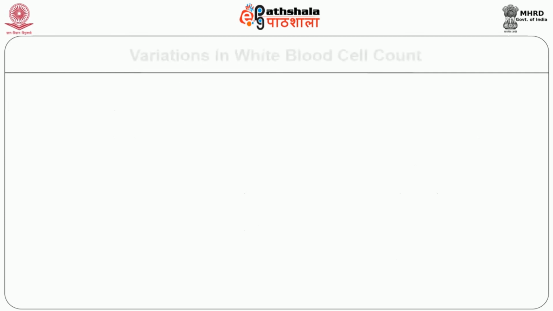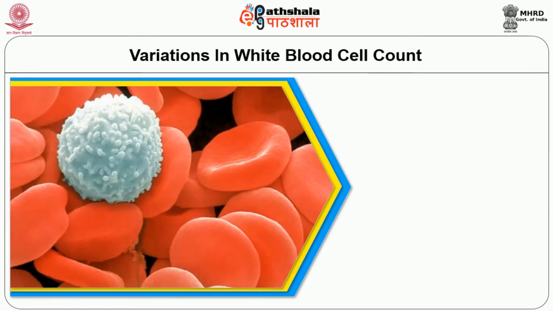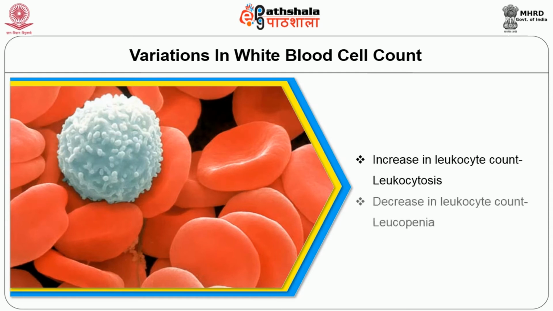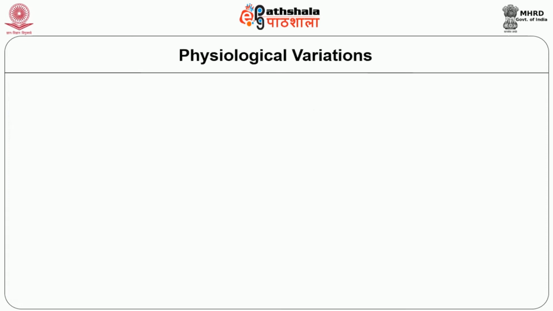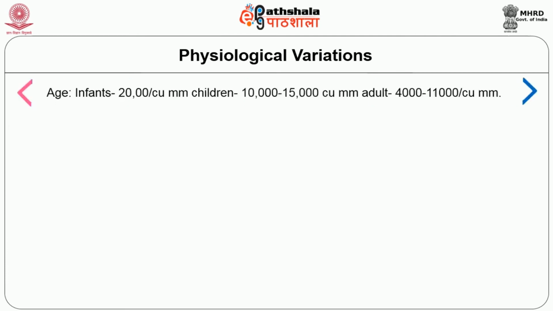Now, what are the variations in the WBC count? The increase in leukocyte count is known as leukocytosis, whereas the decrease in the count is known as leukopenia. Now, what are the physiological variations of WBCs? Number one is age. The WBC count is about 20,000 per cubic millimeter in infants and about 10,000 to 15,000 per cubic millimeter in children. In adults, it ranges between 4,000 and 11,000 per cubic millimeter of blood.